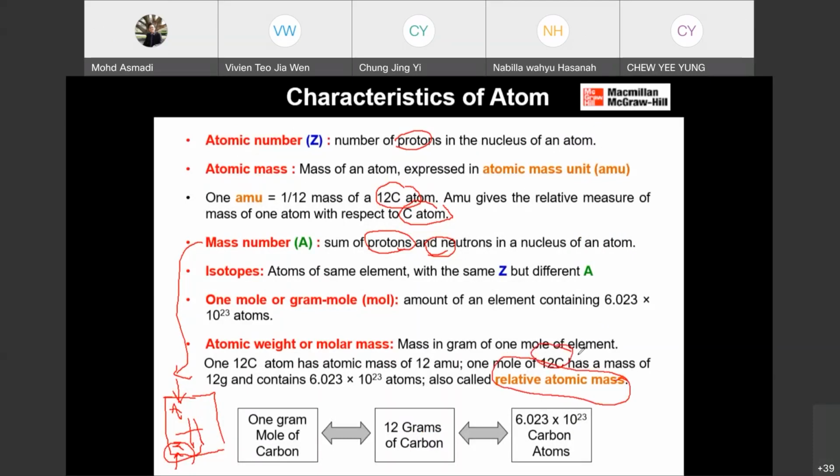Generally we use carbon, 6.023 times 10^23 carbon atoms. So if we have different elements and want to calculate, we have to use the carbon atom as a relative calculation, relative atomic mass or relative measurement.